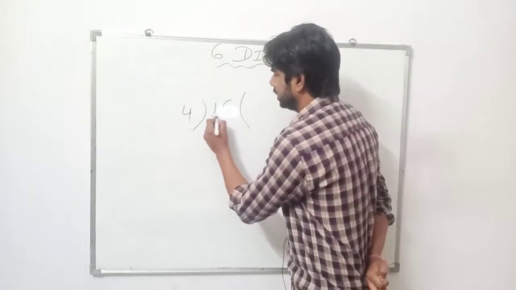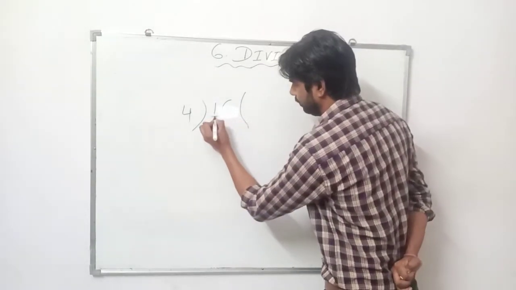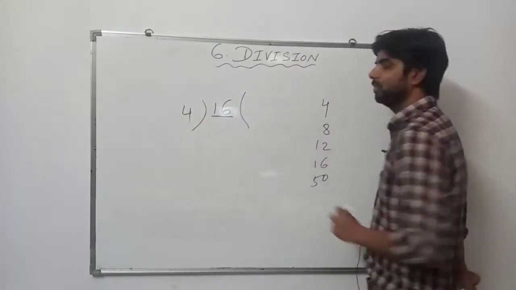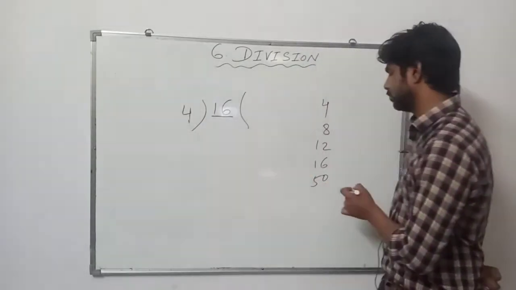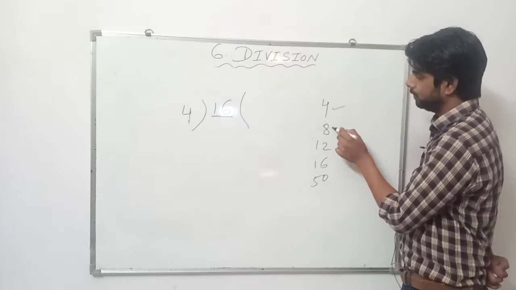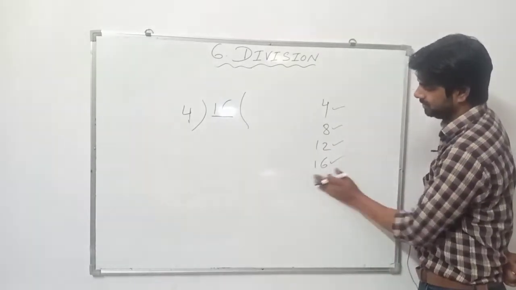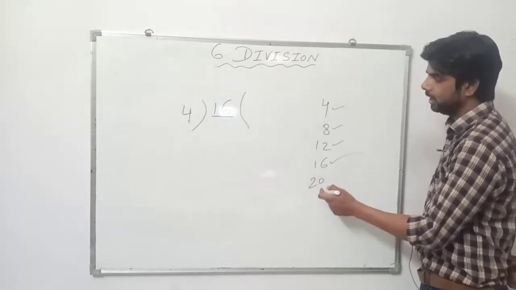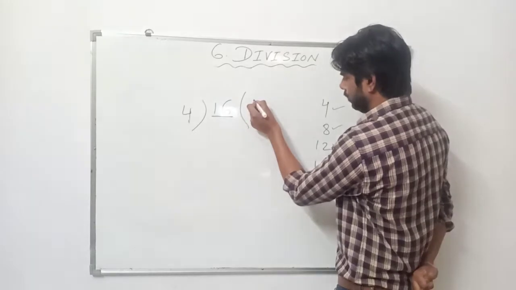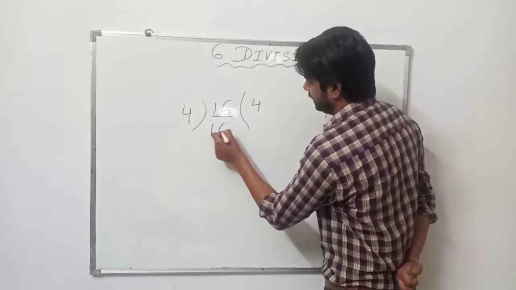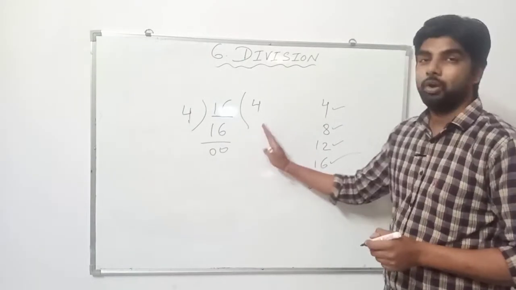So we know 1 is smaller than 4. So what do we have to do? We have to take 2 digits. Now we will take 1 and 6 together. It is 16 now. So how many times will we read the table of 4 so that we get 16? 4 1s are 4, 4 2s are 8, 4 3s are 12, 4 4s are 16, and 4 5s are 20. But 20 is greater than 16, so we will read the table of 4 up to 4. 4 4s are 16, and we will get 0. So this is how we can divide.